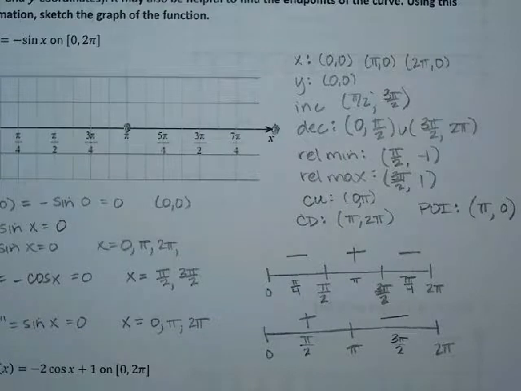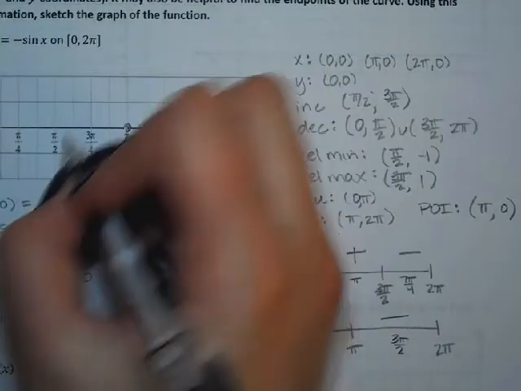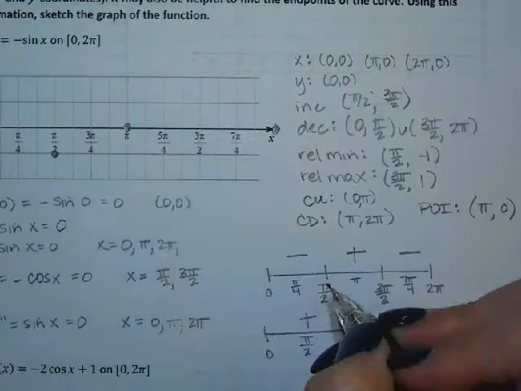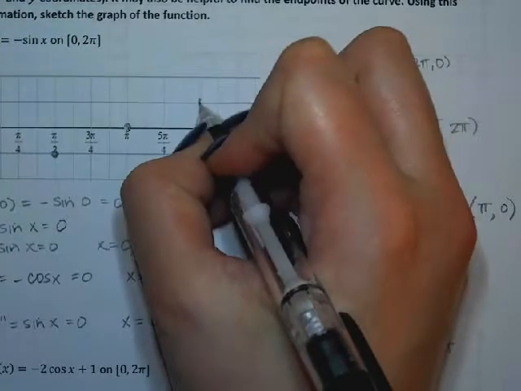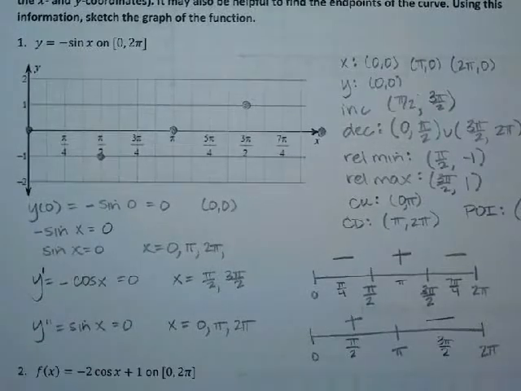Max and min, we can plot those. Well, we didn't plot them. All right, well, pi halves, negative 1, and then 3 pi halves, positive 1. All right, and then what do we do?